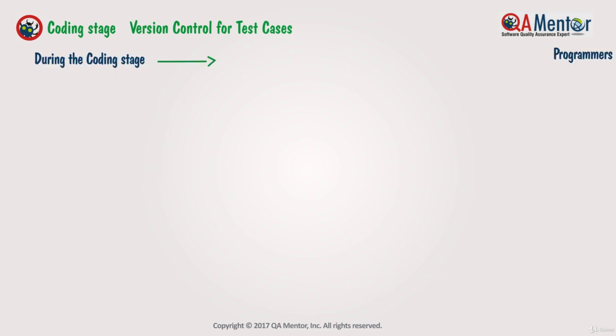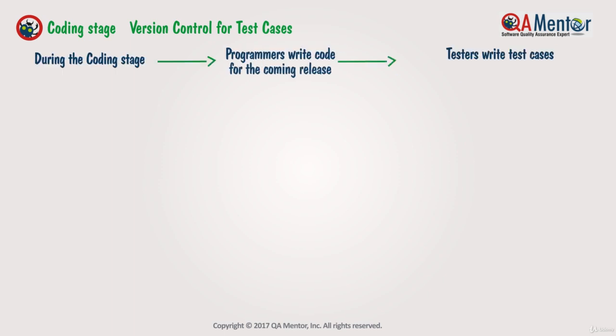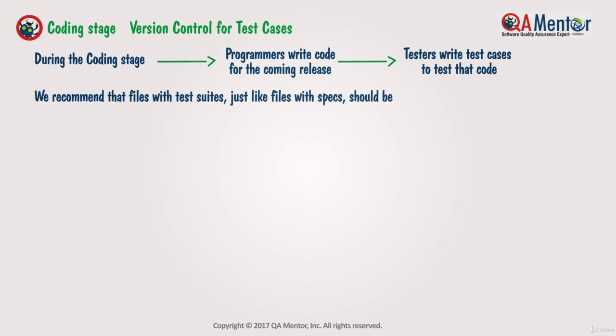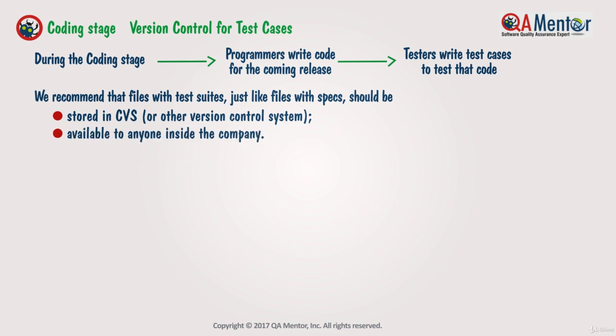What do you think? I want to mention 2 more things about the coding stage. Version control for test cases. During the coding stage, programmers write code for the coming release and testers write test cases to test that code. We recommend that files with test suites, just like files with specs, should be stored in CVS or another version-controlled system, available to anyone inside the company.